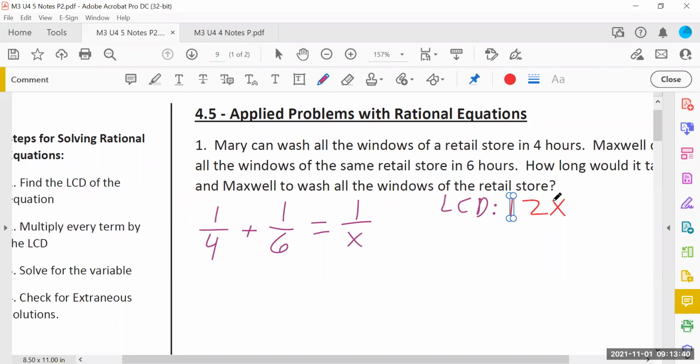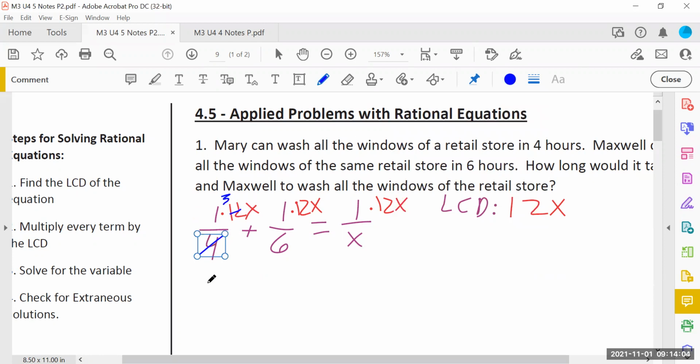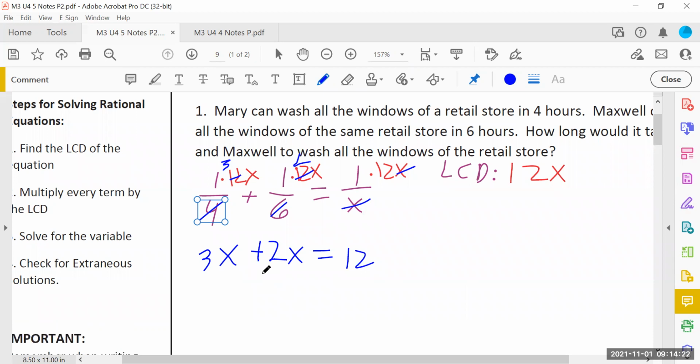I'm going to multiply both sides by that. So 12x on this side, 12x on this side. It's going to distribute into each of my fractions, and I'm going to end up with 12x, 12x, 12x. And then I've got a whole bunch of reducing that happens. 4 goes into 12 3 times. So I've got 3x. 6 goes into 12 2 times. So plus 2x is equal to x and x reduce to 12. So now just combine like terms, 3 plus 2 is 5x equals 12. Divide both sides by 5.